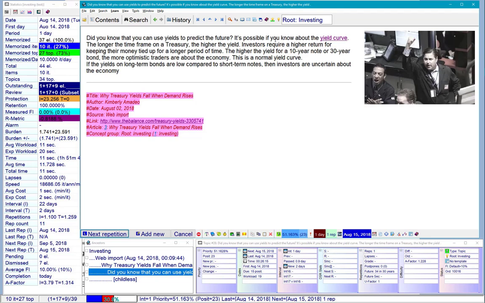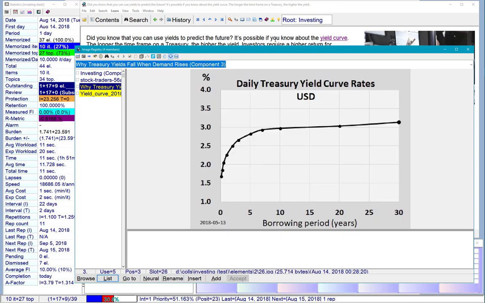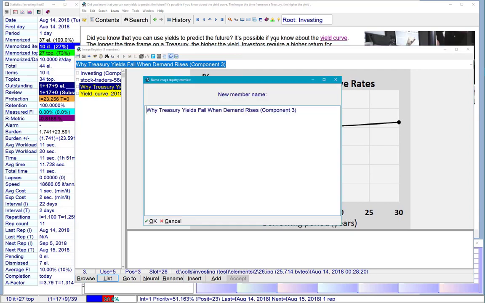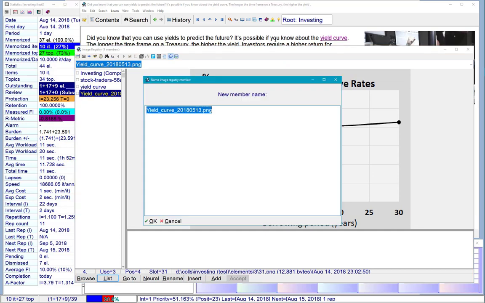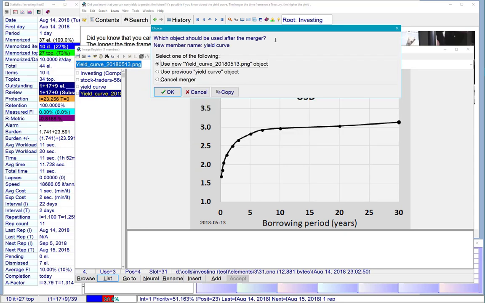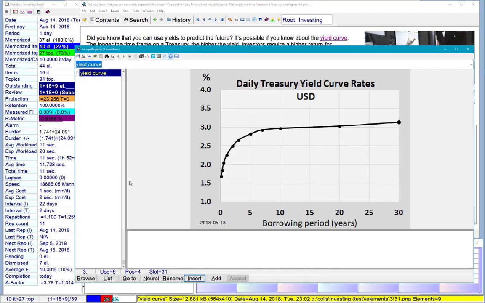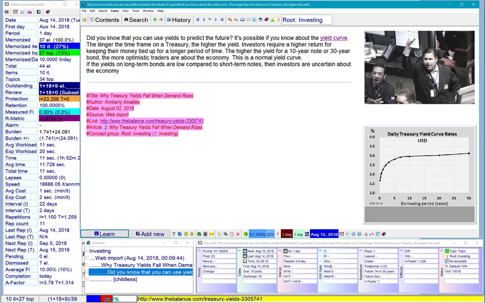It's possible if you know about the yield curve. Yield curve again. I need the picture. I will have two copies and they have strange names. I'll get rid of them by naming it just yield curve, and this one also yield curve. SuperMemo will protest now and ask me to merge those. Yes, I will. And now I have one picture with 8 users. I will insert it now into my element. Create a new component, yes. Insert it, okay. And we're there. Now we have an illustration, yield curve.